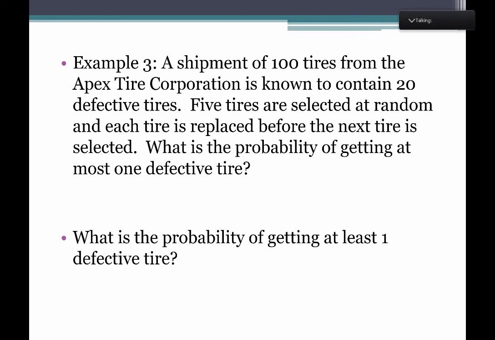So, let's do our checklist first though. I realize you guys are like, oh cool, I know how to use that formula now. I'm just going to start putting things in. Checklist first. Why do we get to use the formula on this question? Do we have a fixed number of trials? Yes. How many are we selecting? 5. 5 tires are selected. Fixed number of trials, we have 5.